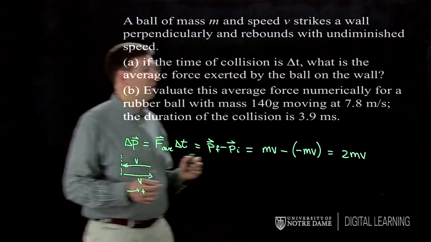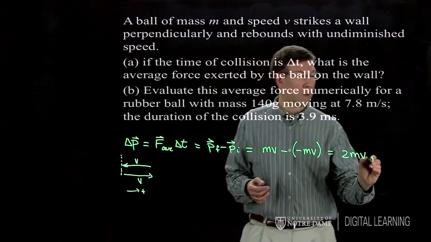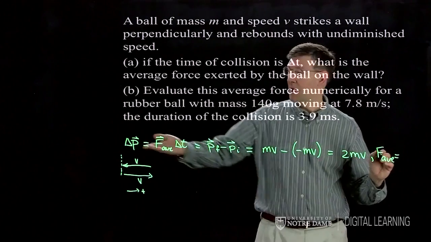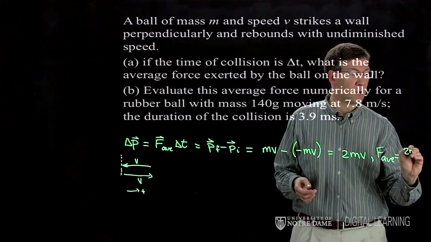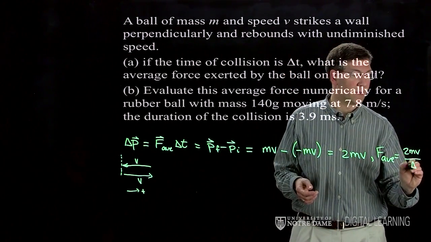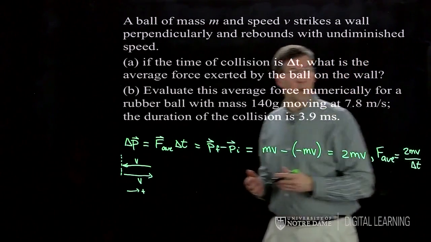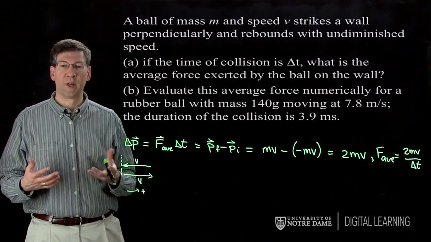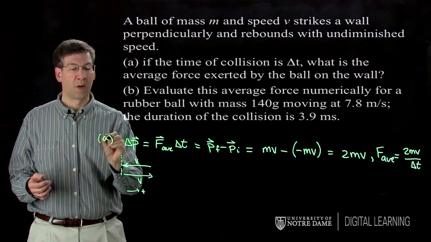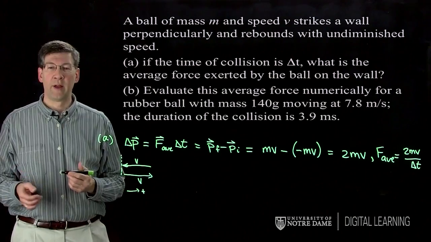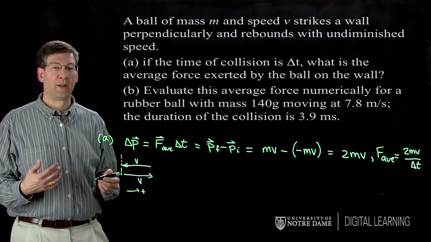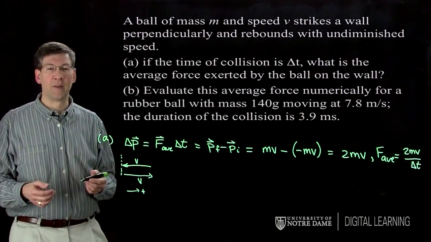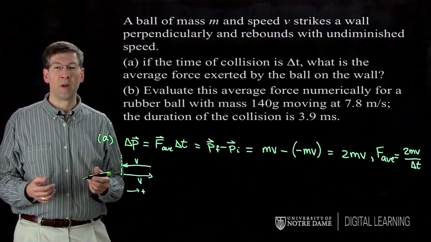And so this tells us then that the average force is going to be equal to the change in momentum over time. So that's 2mv divided by delta t. So that is our average force. And so then the second part of the problem says, so this was A. The second part of the problem says, well, evaluate this numerically, given that the ball has a mass of 140 grams. It's moving at 7.8 meters per second, and the duration of the collision is 3.9 milliseconds.